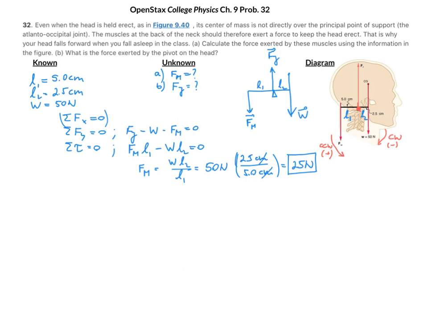So now from the sum of the forces, we know that F sub j minus W minus F sub m is 0, which means that F sub j is weight plus F sub m, and that is 50 newtons plus 25 newtons, or 75 newtons. And again, we got a positive value, meaning that the F sub j that we calculated is going up in the positive direction.